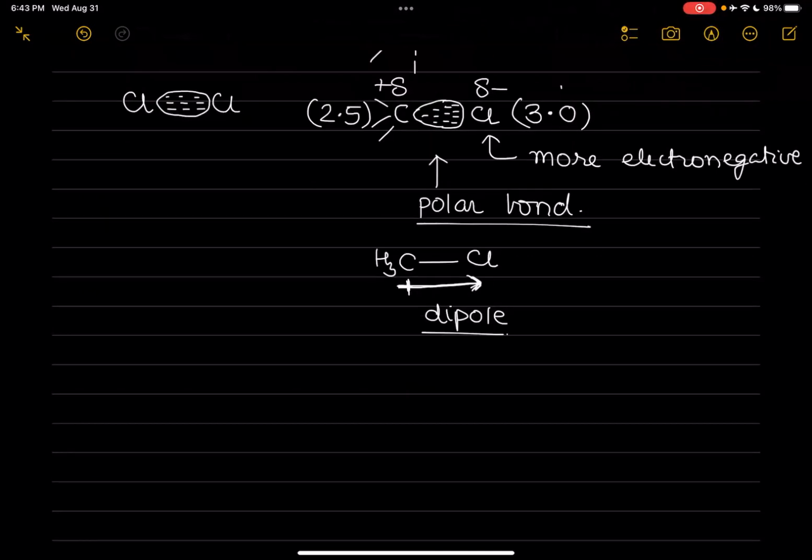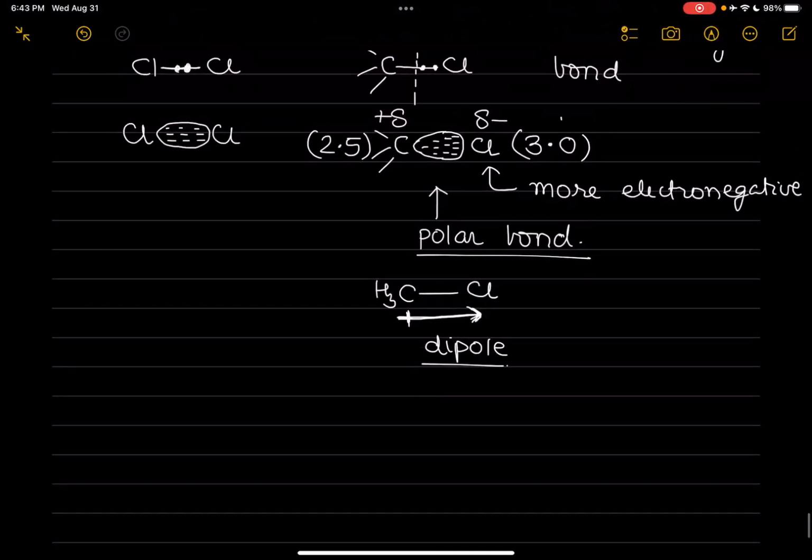So alkyl halides are polar molecules and they possess a dipole. Dipole is something we study in physics also. It is like this, plus and minus. There are two opposite charges. So it behaves as a dipole.